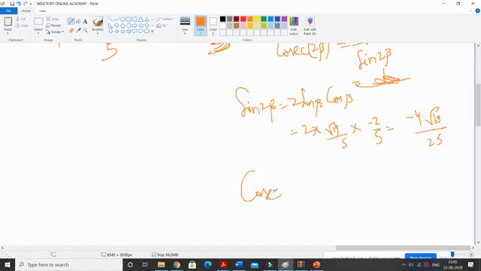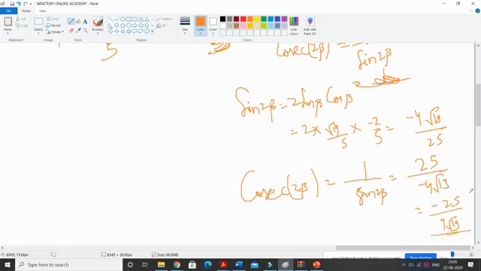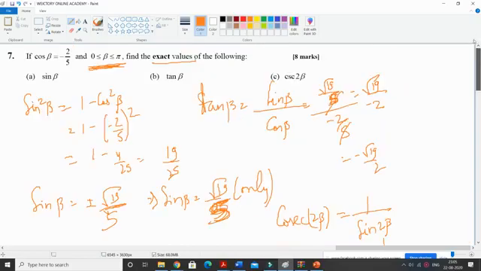So cosec 2 beta will be 1 over sine 2 beta. If you take the reciprocal, you will get 25 over minus 4 root 19. This is minus 25 over 4 root 19. That's the answer.